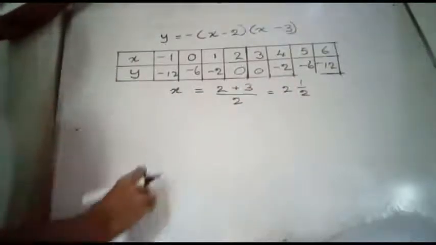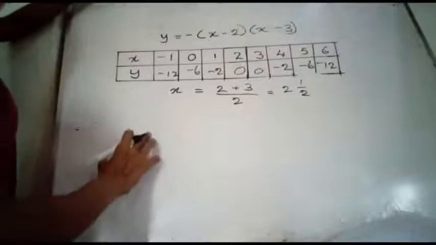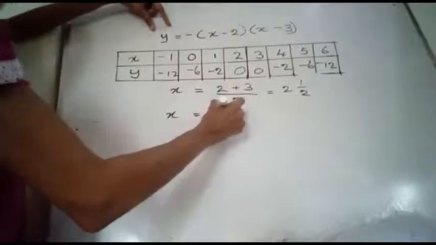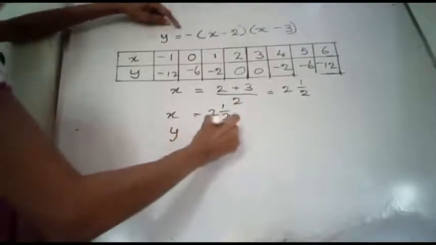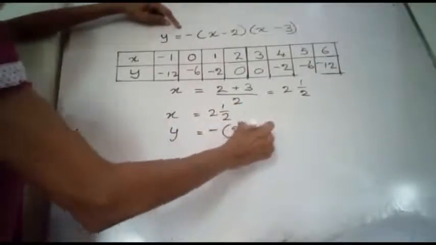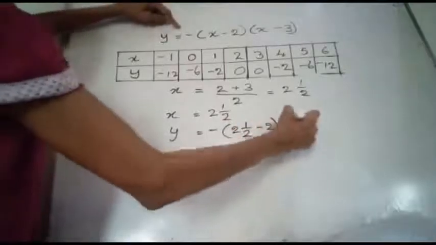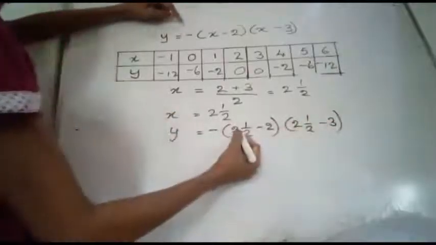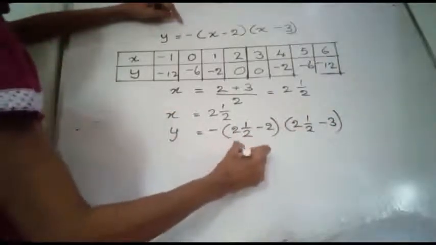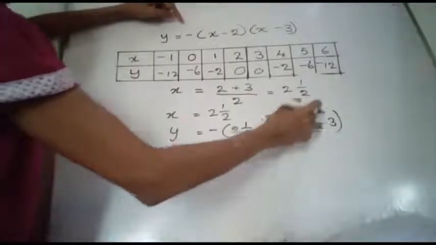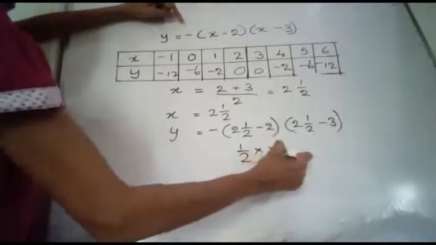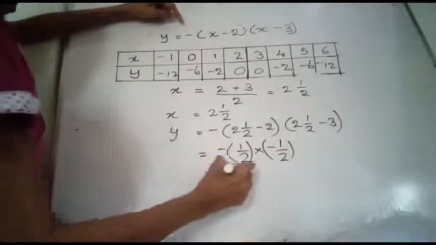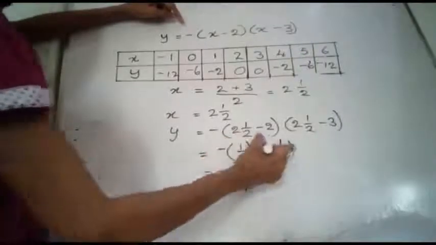Then we find the maximum value of the equation. Here we substitute x equals 2 and a half: y equals negative (2 and a half subtract 2)(2 and a half subtract 3). 2 and a half subtract 2 equals half. 2 and a half subtract 3 equals negative half. Half times half is 1/4. Negative times negative is positive.